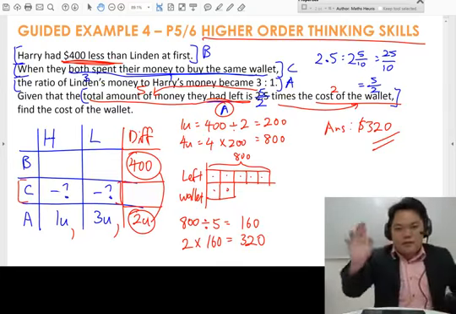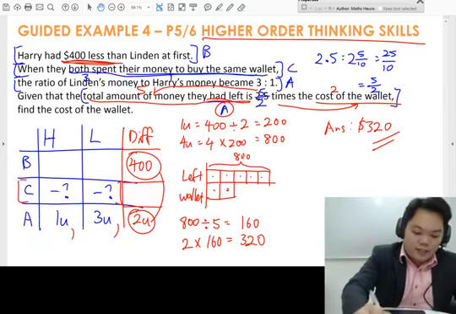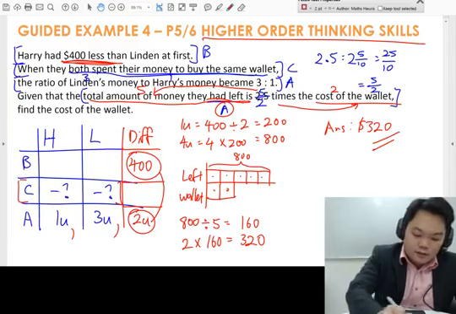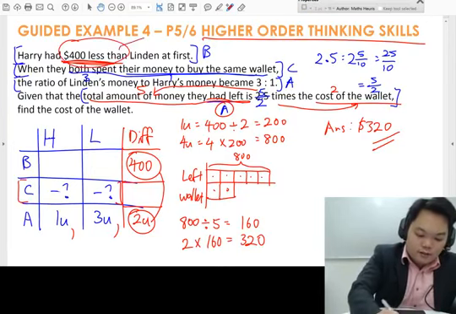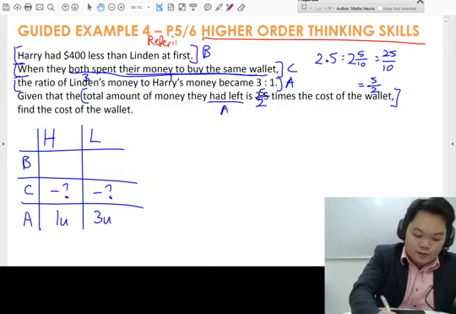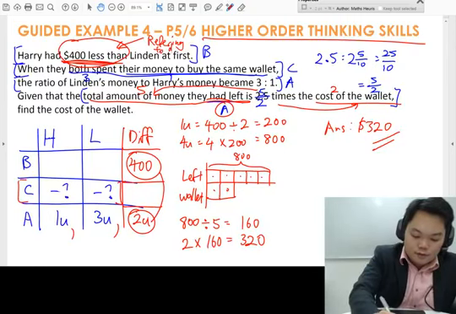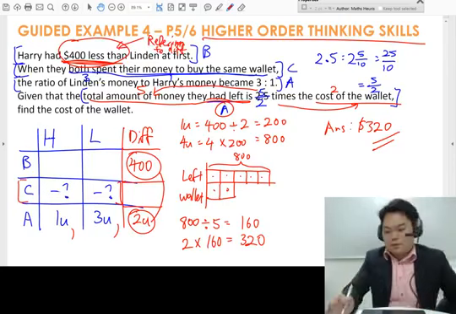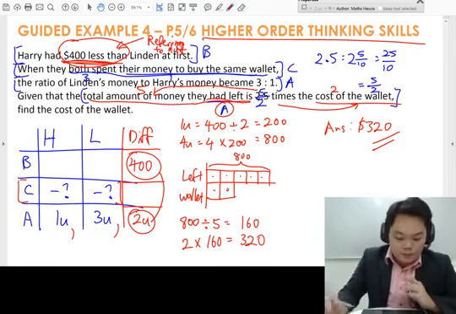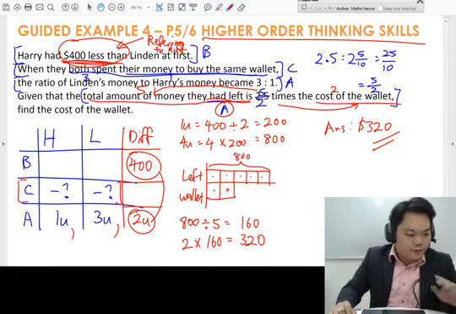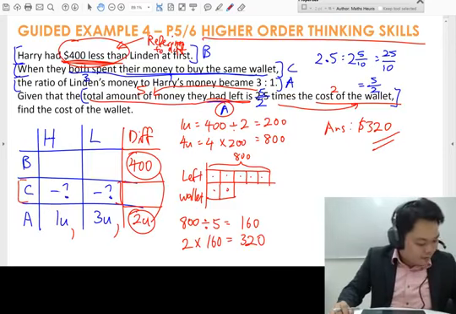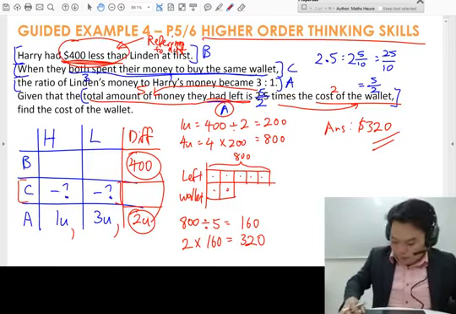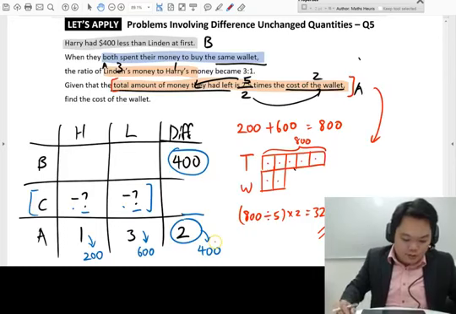So the main idea here is that this less than is also referring to the difference. This is the part that they don't tell you explicitly. Right, so, got it? Okay, now I come to the end of my presentation.